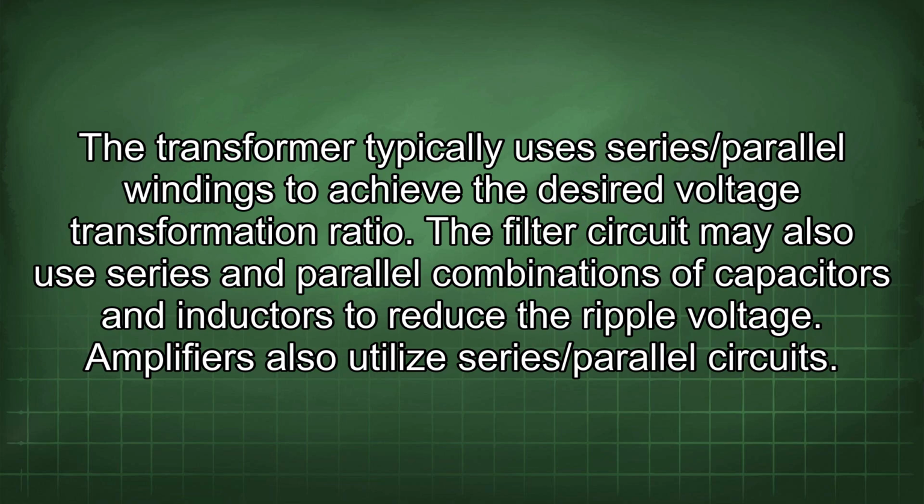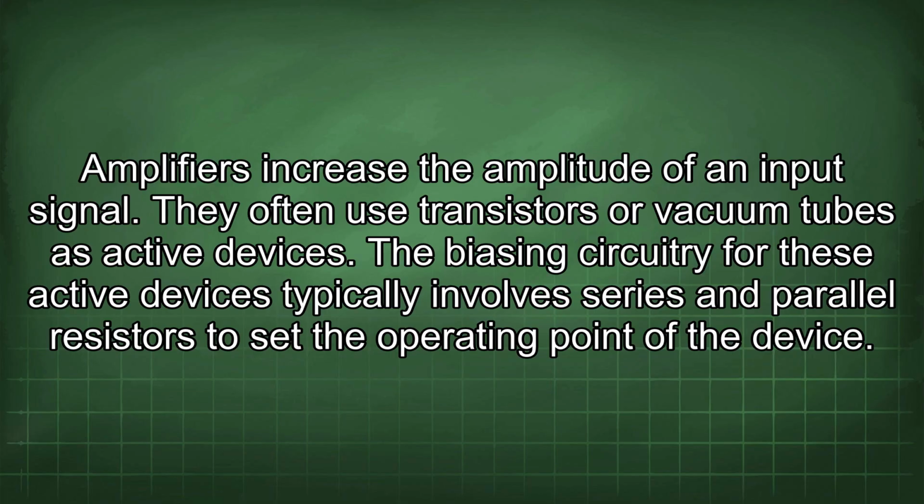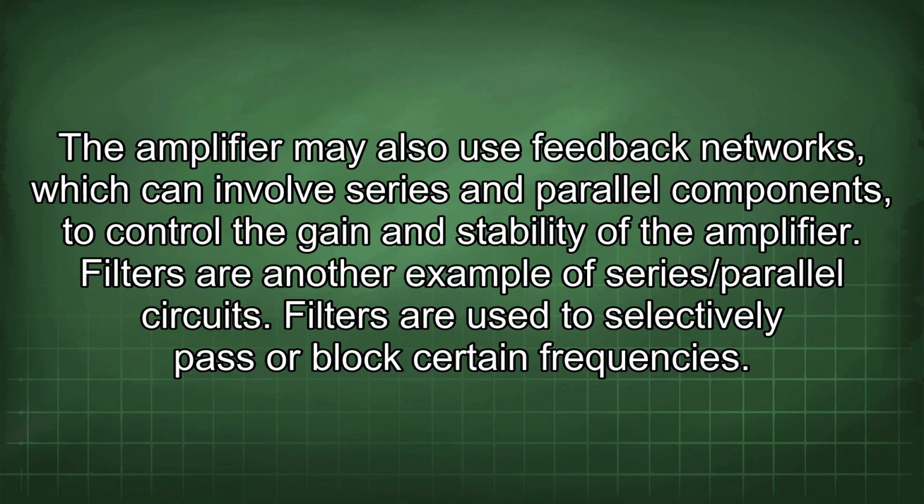Amplifiers also utilize series/parallel circuits. Amplifiers increase the amplitude of an input signal. They often use transistors or vacuum tubes as active devices. The biasing circuitry for these active devices typically involves series and parallel resistors to set the operating point of the device. The amplifier may also use feedback networks, which can involve series and parallel components to control the gain and stability of the amplifier. Filters are another example of series/parallel circuits.